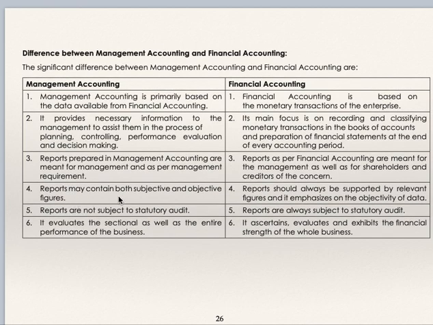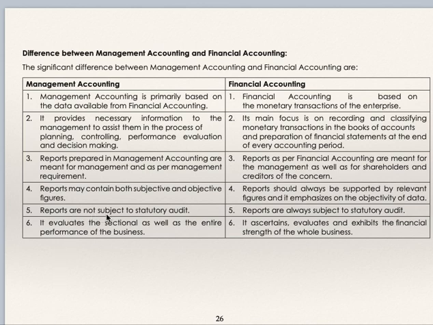Next distinction: reports may contain subjective and objective figures in management accounting, whereas in financial accounting the report should always be supported by relevant figures, and it emphasizes objectivity of data. So, in short, management accounting reports can be subjective, that is, based on the manager's judgment, whereas financial accounting reports are based on facts and figures only, and hence they are always objective.